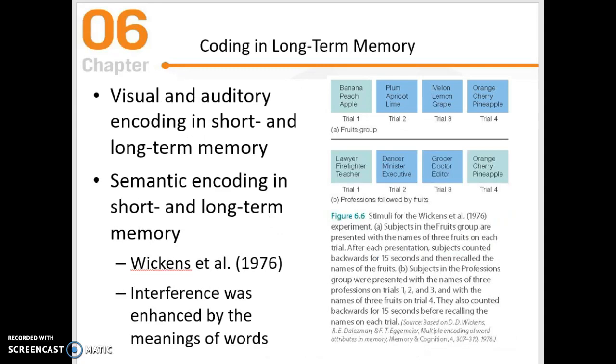There are also different types of coding that occur in long-term memory, and I'm going to review those now.